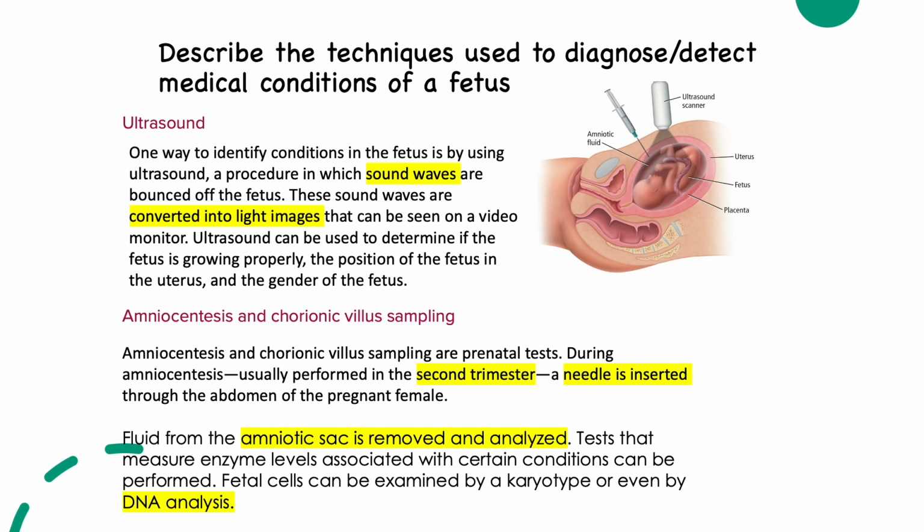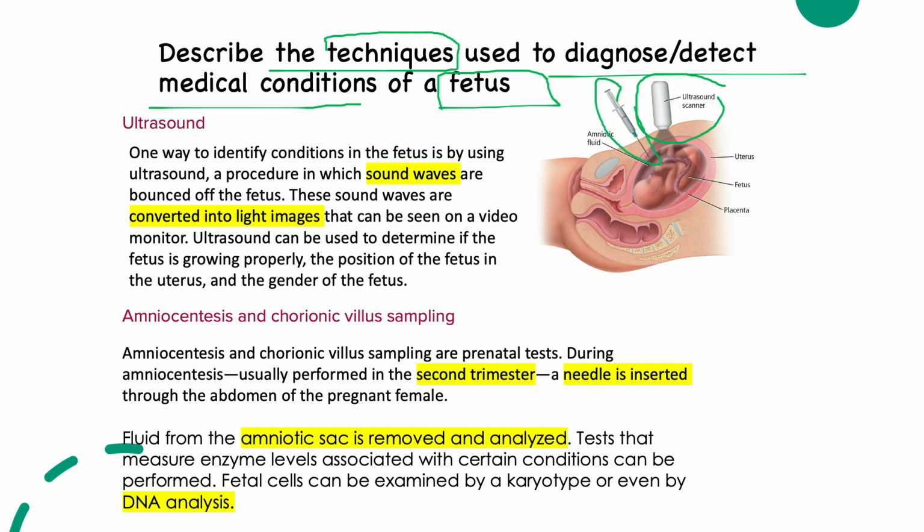There we go, the last KPI: describe the techniques which are used to diagnose or detect a medical condition. So basically the baby is in the mother's womb for 9 months. If the doctors need to know if there is any problem with the baby, how can they do it? This diagram illustrates that they can use an ultrasound scanner, or they can use a syringe to take fluid from the mother's body, and they can go for the DNA analysis to find if there is any problem.